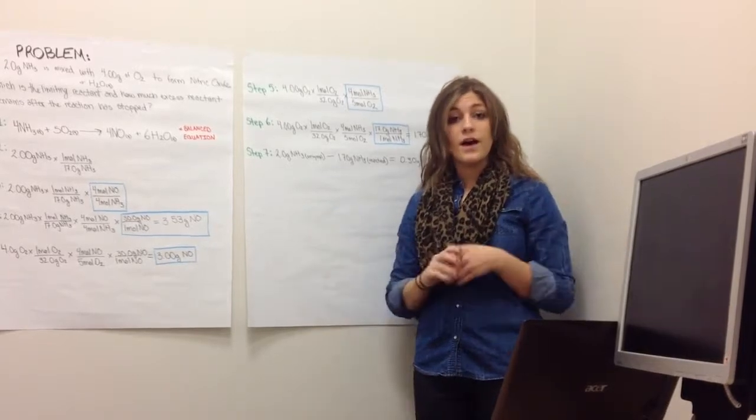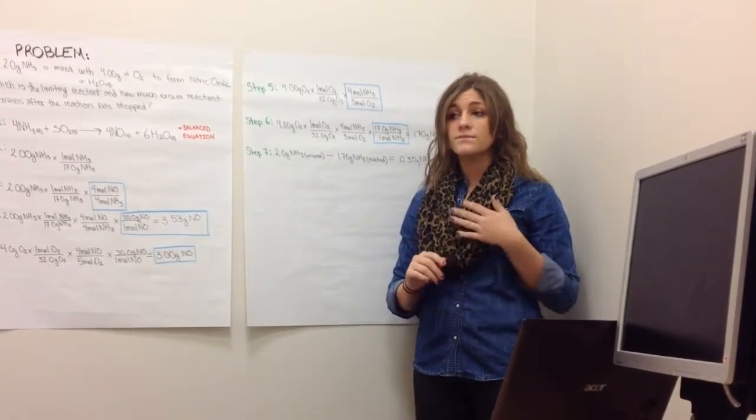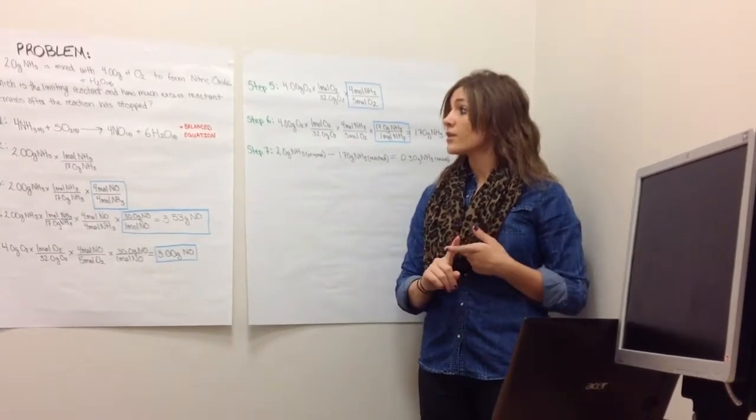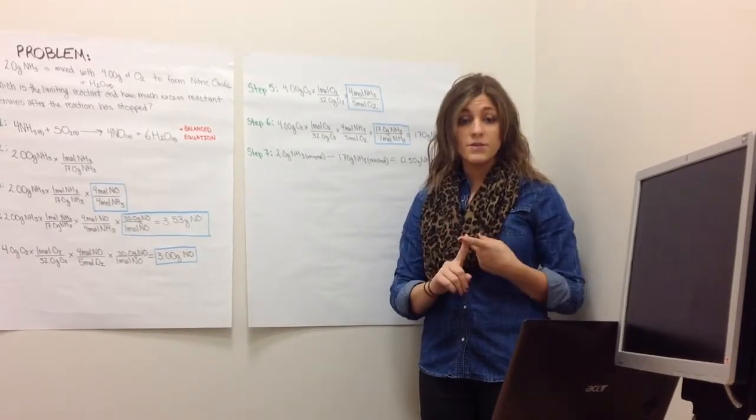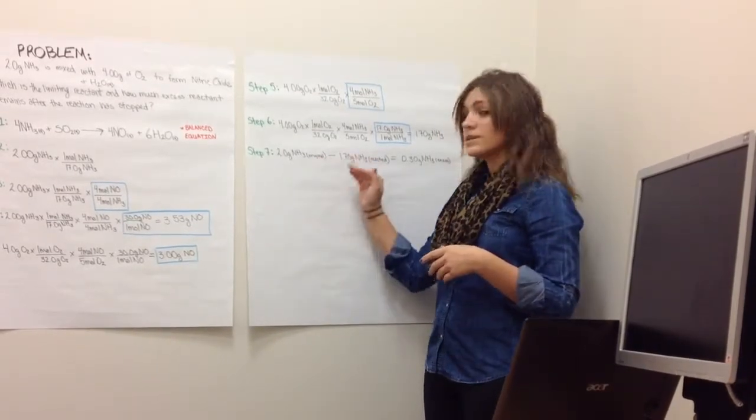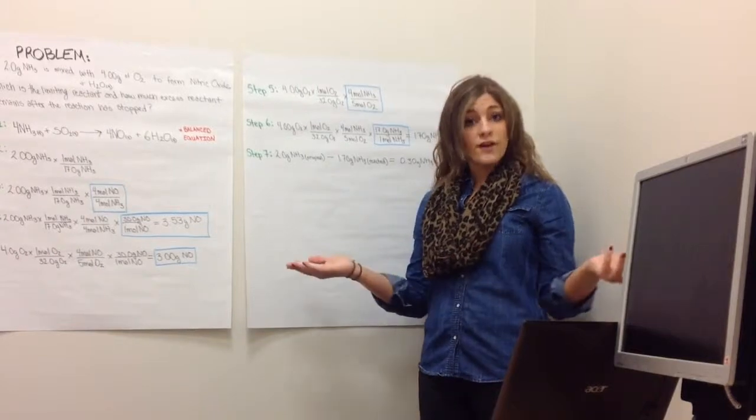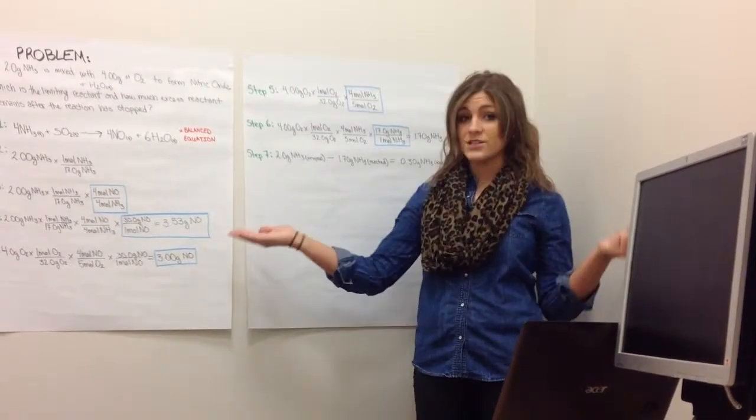So there you have it. That's how you find the limiting and the excess reactants. But it's always important to remember to start with the balanced equation, always cross out your units and make sure they cancel out, and if you ever get confused, you can always just refer back to your pizza reference.